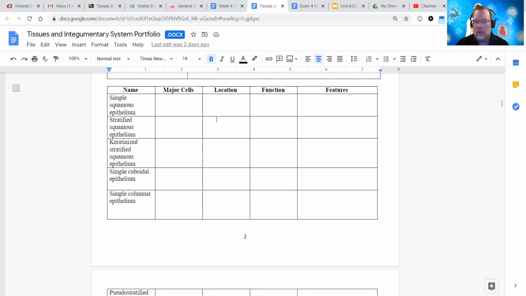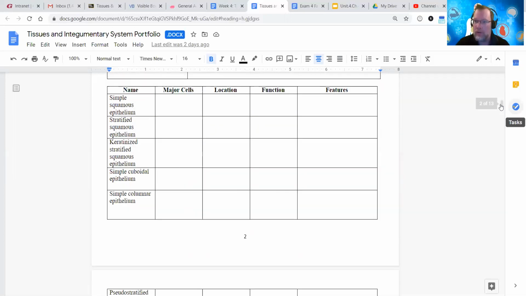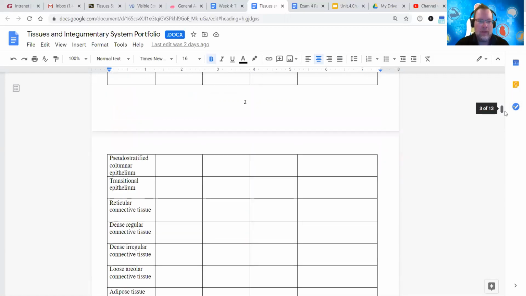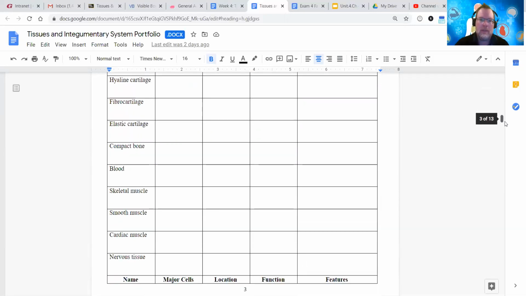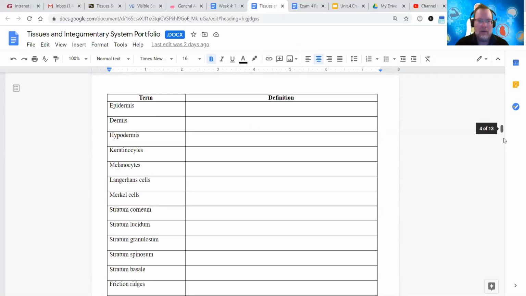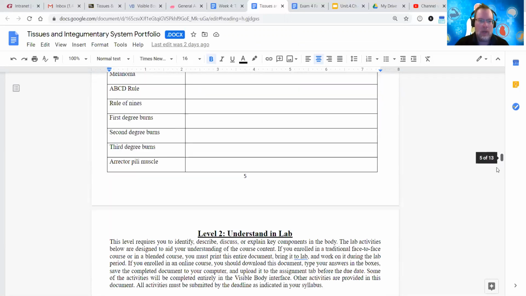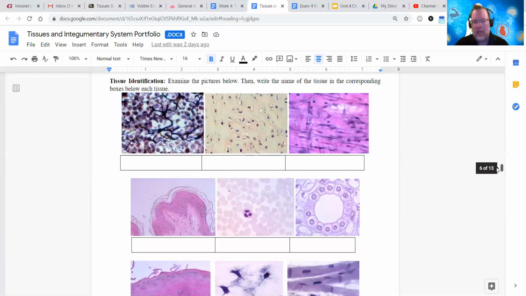And again, you can keep it relatively brief with these. I don't want you to feel like you're having to reinvent the wheel or anything. It looks like a lot, but it really isn't. It's just a couple of terms for each one. All those terms are already in your PowerPoints and in the Visible Body, and then a few more definitions as well. And then there are some tissue identification exercises and activities.